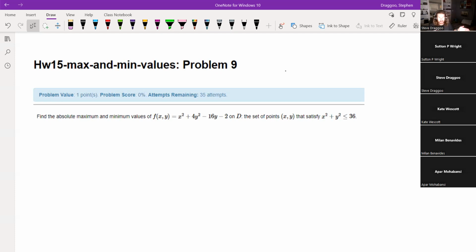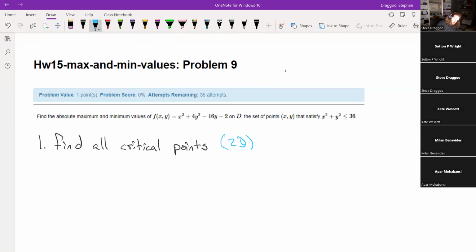So let's talk about the steps involved in finding maximum and minimum values. Step number 1 is finding all the critical points. Find all critical points. We're going to do this on the 2-dimensional region. So this find all critical points step is a 2-dimensional step.